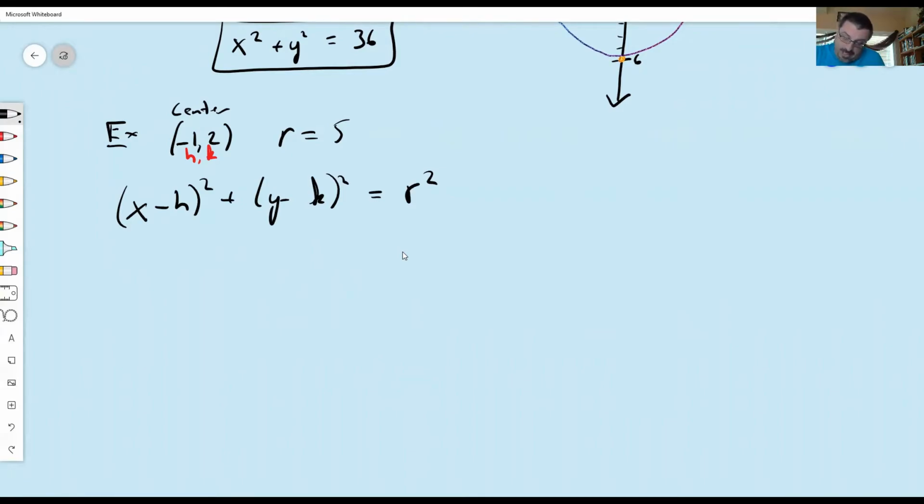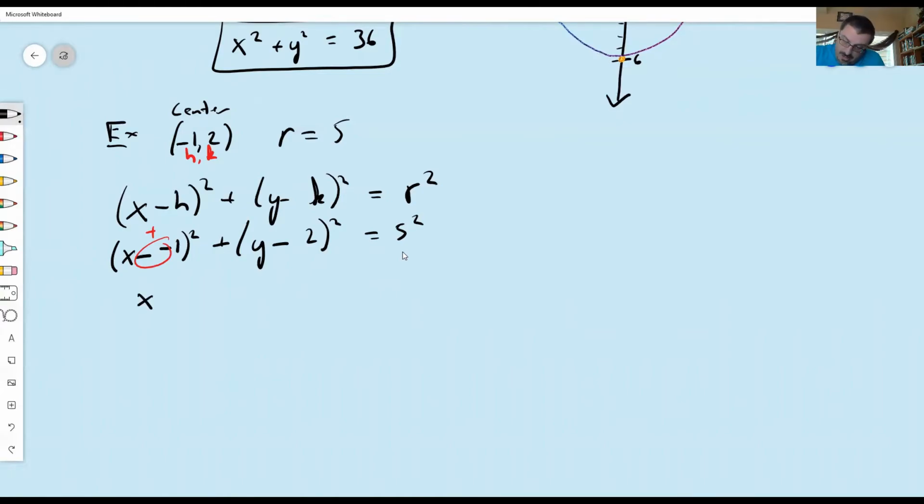So if you do it the long way here, you have x minus, and the minus comes from the formula, that h is a minus 1 squared plus y minus k, which is 2 squared, equals 5 squared. And if you look at this, that's a plus. So instead of being minus 1 it is now a plus 1. And the 2, instead of being plus 1, became minus 2.